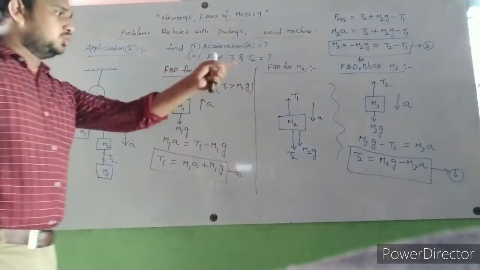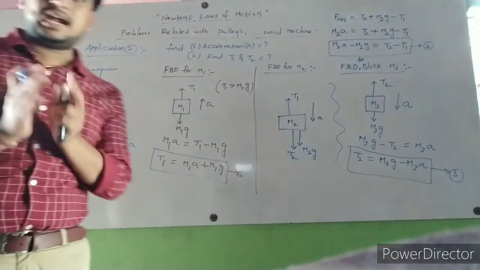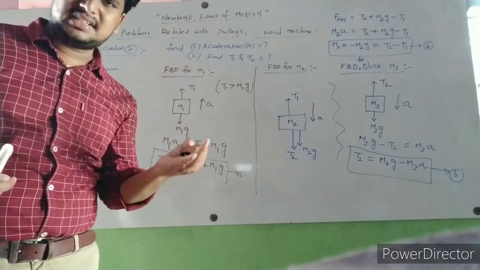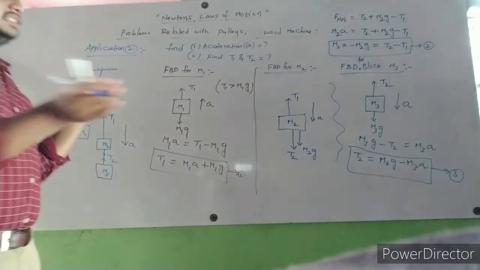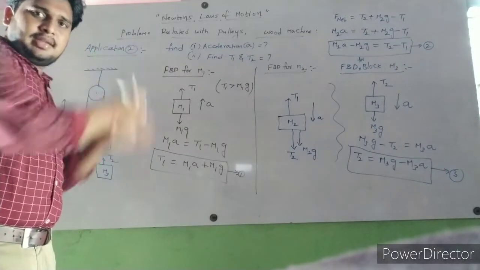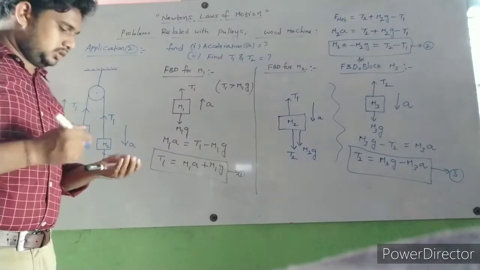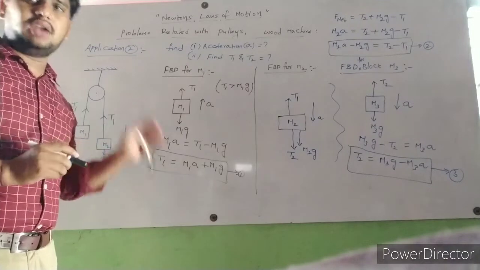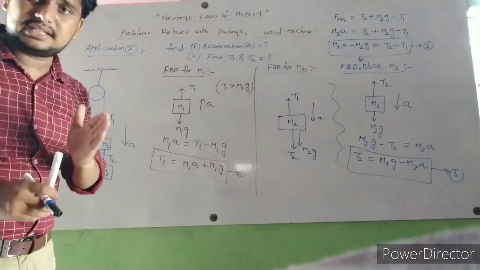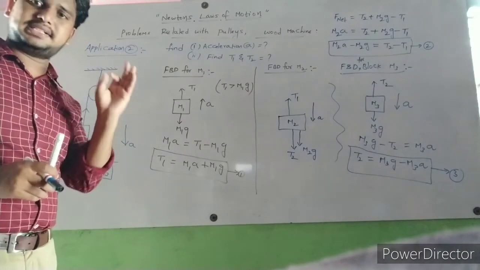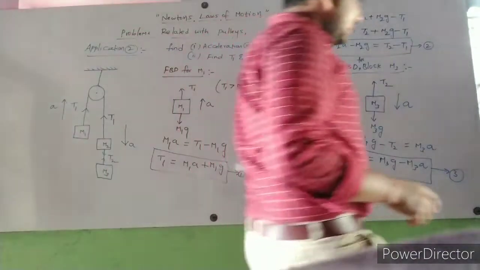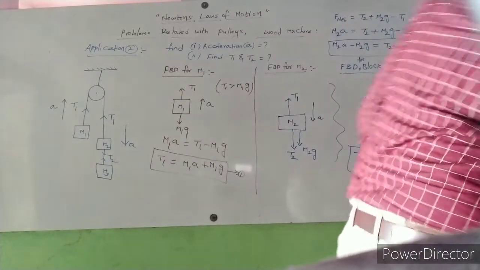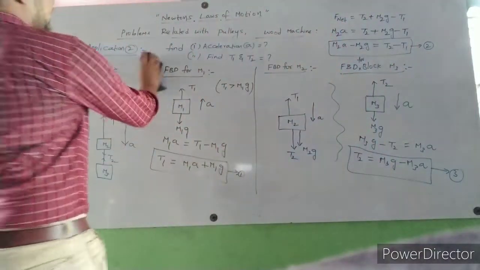So from 1, 2 and 3, definitely we'll get the acceleration and tensions. Observe carefully. I write these three equations on one side. Solving these three equations, definitely we'll get the acceleration, tension T1 and tension T2. So now I write these three equations.